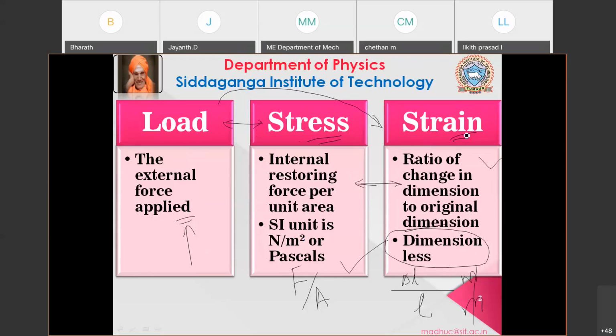Then what is strain? Strain is the result of your load and stress. Once you remove the load, there is a change in its dimension, and that is called strain. It is the ratio of change in dimension to the original dimension.